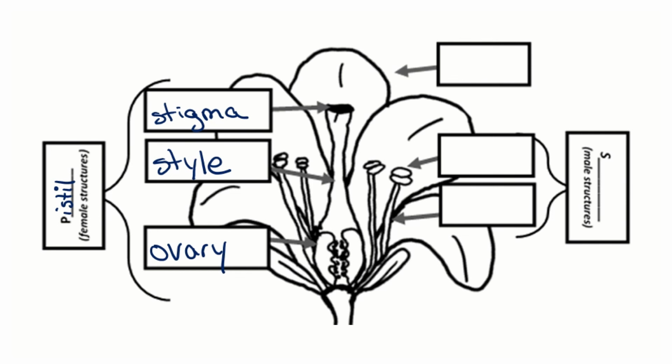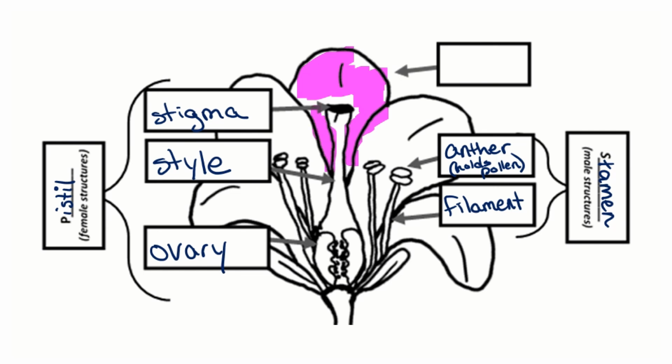Now, the male reproductive structure consists of what we call the stamen, and it has at the top the anther, and this is the one that holds pollen. And then what's holding the anther we call the filament. Now, in the back, what gives the flower those really beautiful colors, for instance, these right here in the back, that is what we refer to as petals.